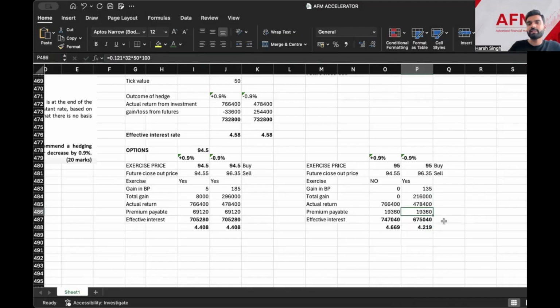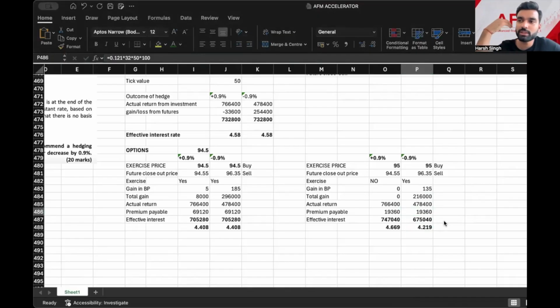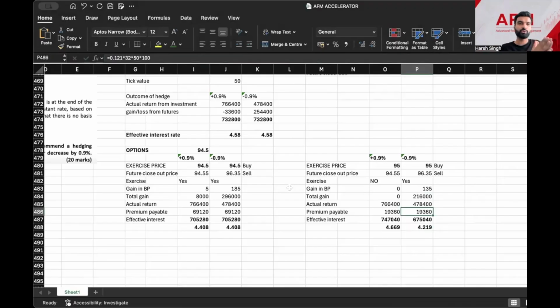It's not compulsory that you will get almost the same answer every time you're solving futures and options. So a small difference is absolutely fine, everyone. You don't need to be worried about it. Okay. So that's it on how you are going to solve your futures and options question, a large question which is of like 20 marks, everyone.